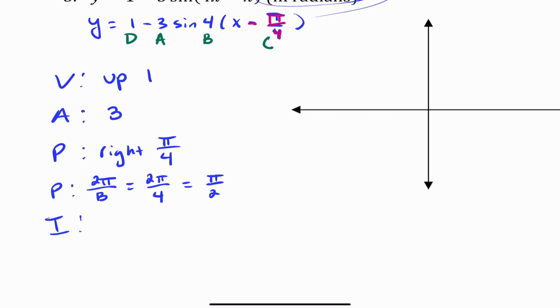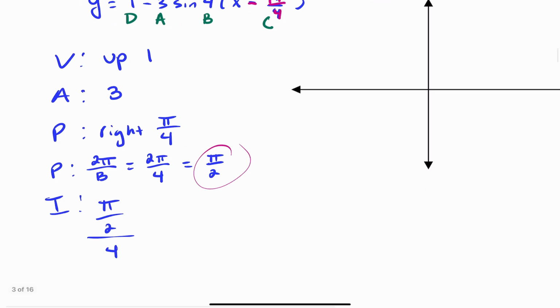Then what we're going to do for the increments is that we take the pi over 2 and divide by 4. Okay? So hopefully remember keep, change, flip, right? So pi over 2 times 1 over 4, which is pi over 8. So that means I start at pi over 4 and I add pi over 8 each time.